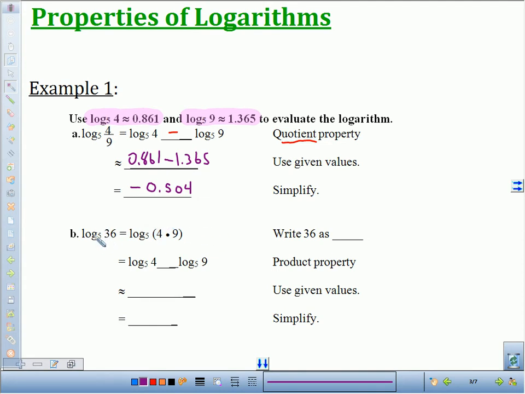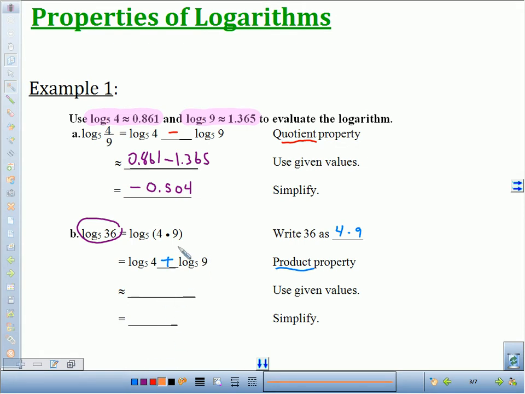Now, here I have log base 5 of 36. You obviously can see that 36 is neither 4 nor 9. However, 36 is 4 times 9. So we're going to rewrite 36 as 4 times 9. Since I now have log base 5 of 4 times 9, I can use the product property to rewrite that as log base 5 of 4 plus log base 5 of 9.